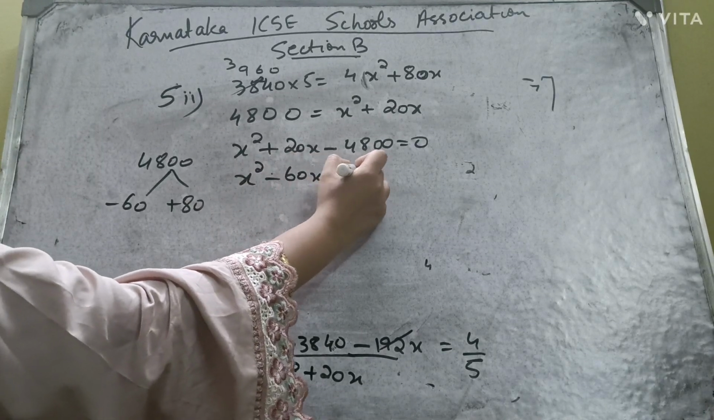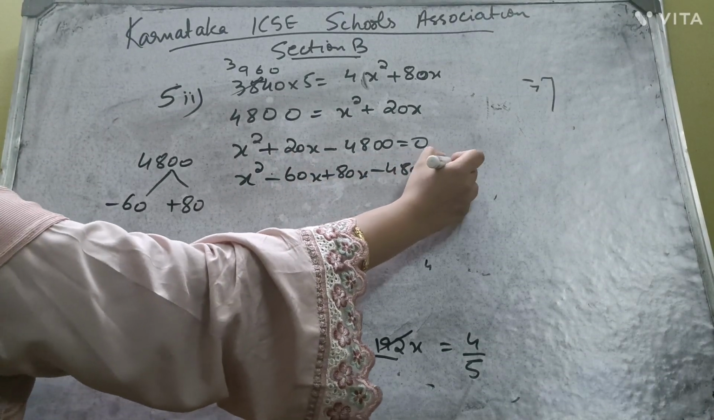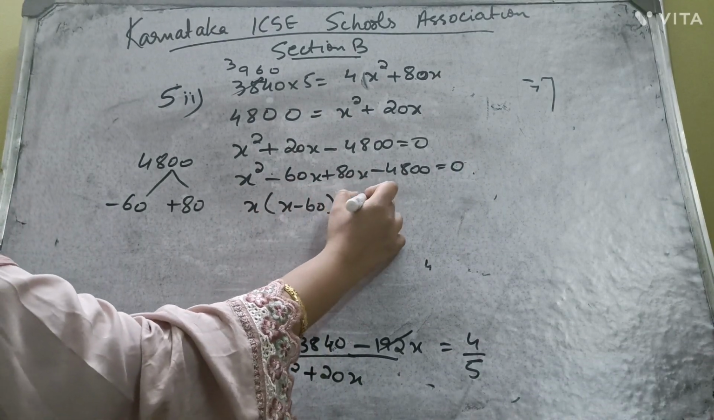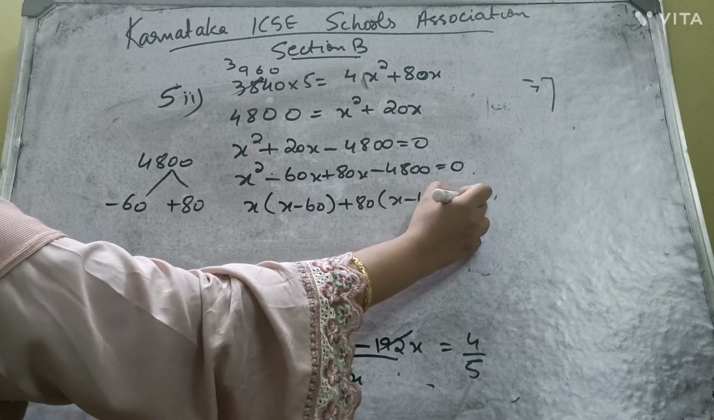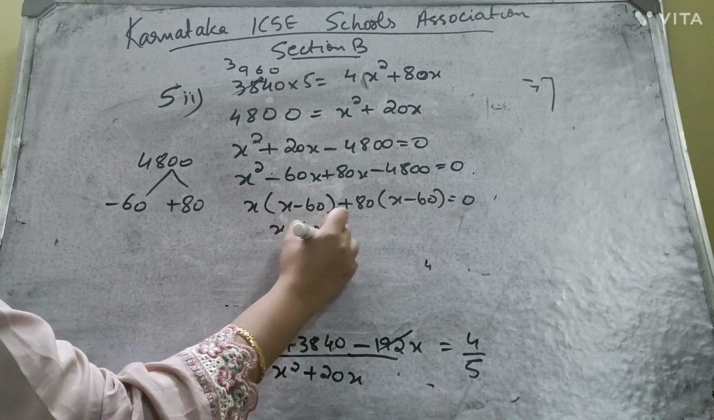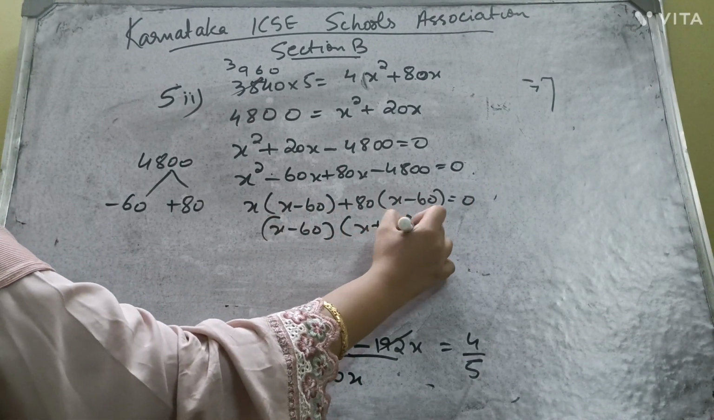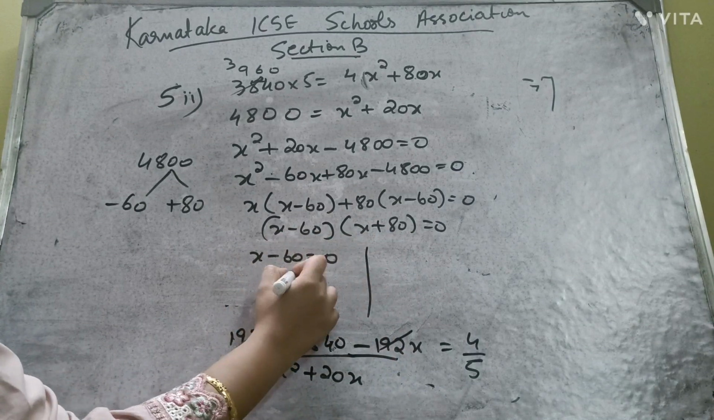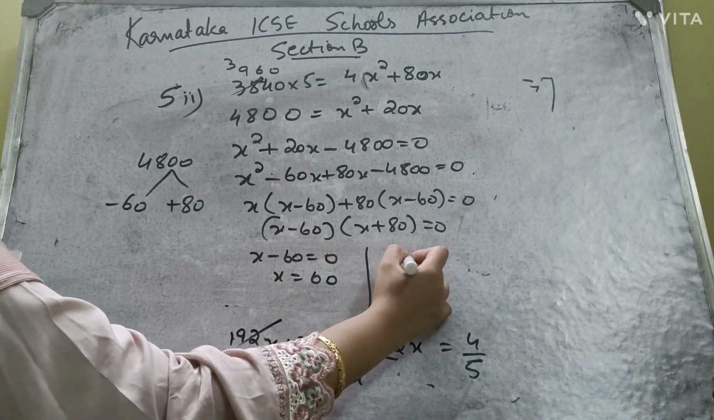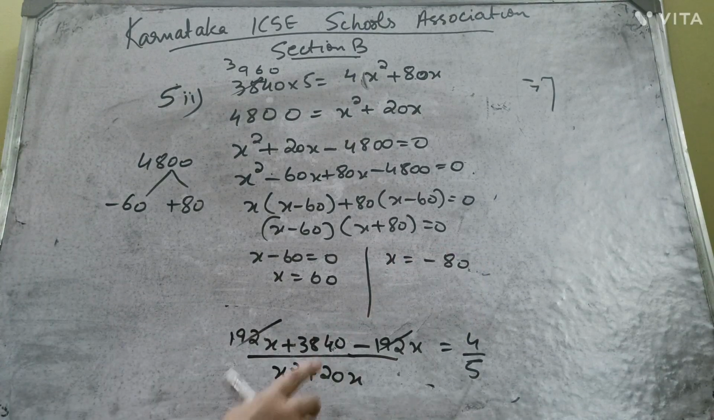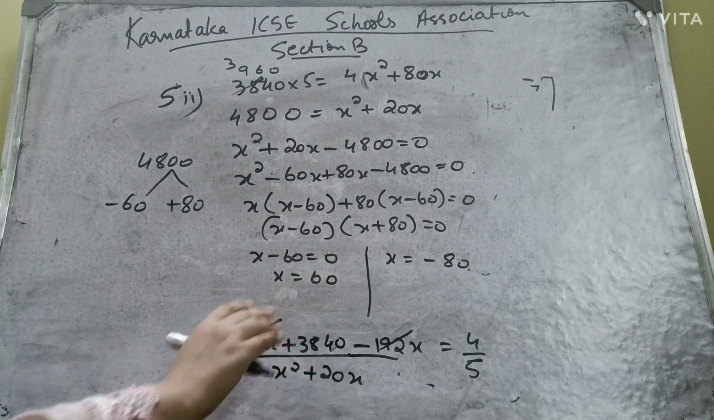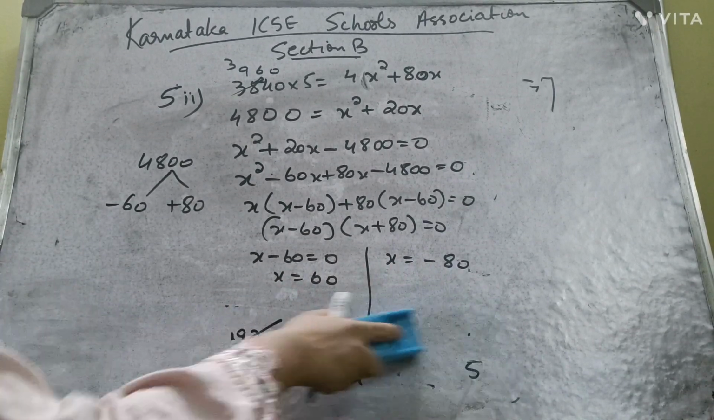So x square minus 60x plus 80x minus 4800 equal to 0. Take out common. So x minus 60 and x plus 80 equal to 0. Split this. x is plus 60, and here x you will get as minus 80. Now speed cannot come as a negative answer, so we will not assume this. We get x as 60 km per hour.